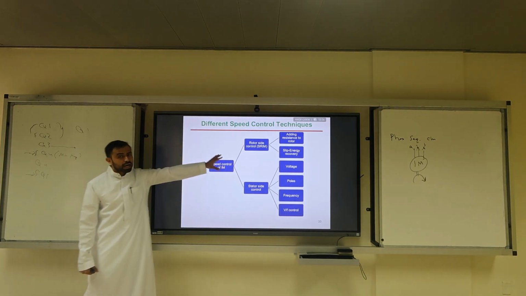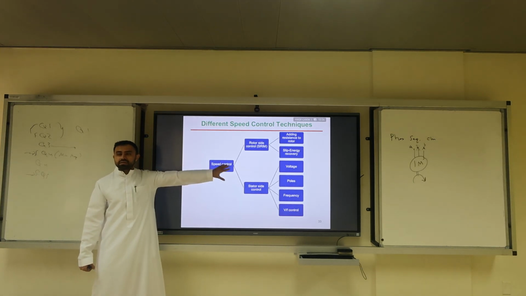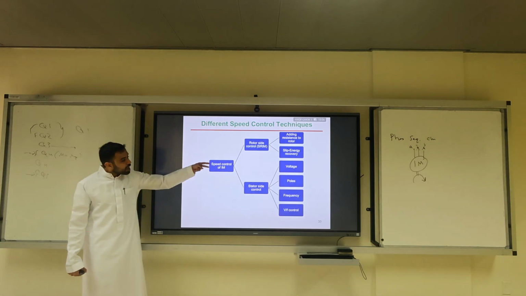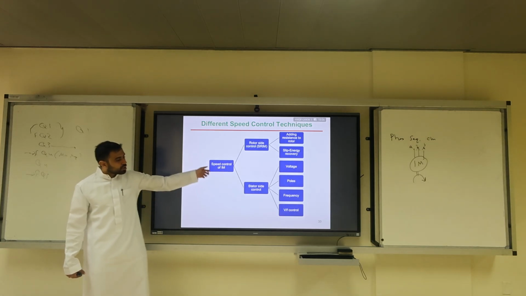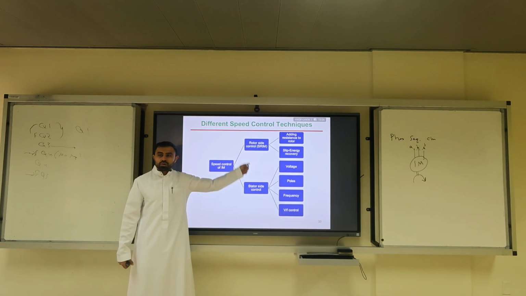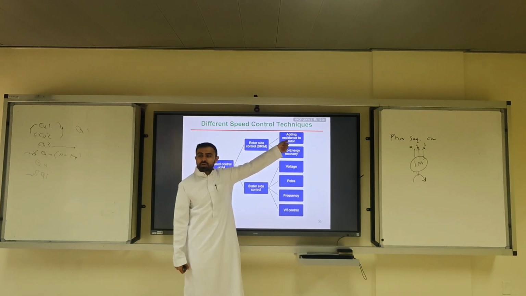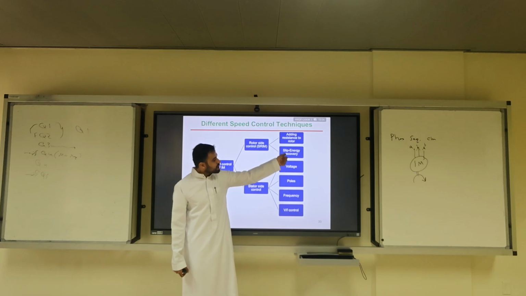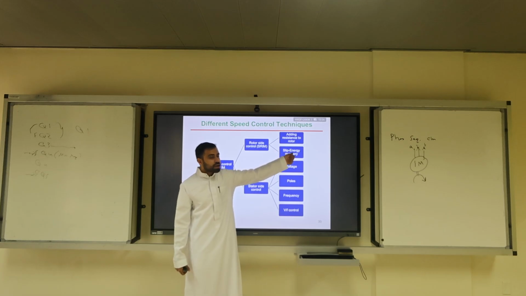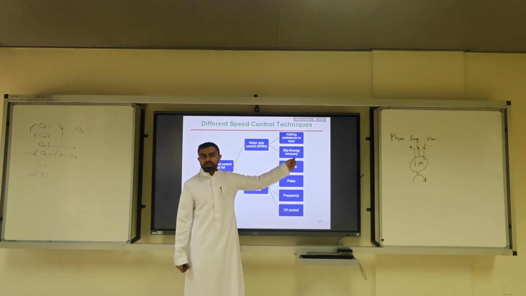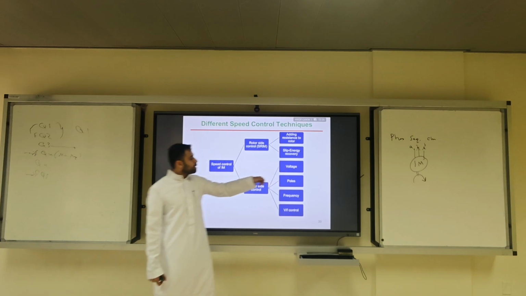So what are the types? This one, memorize this figure. You have to memorize it. There are two types of induction motor control: either stator side or rotor side. In the rotor side, we already explored adding resistance to the rotor. What is the other type? The other type, we'll talk about it later, is called the slip energy recovery control scheme. So you have to memorize slip energy recovery control scheme.